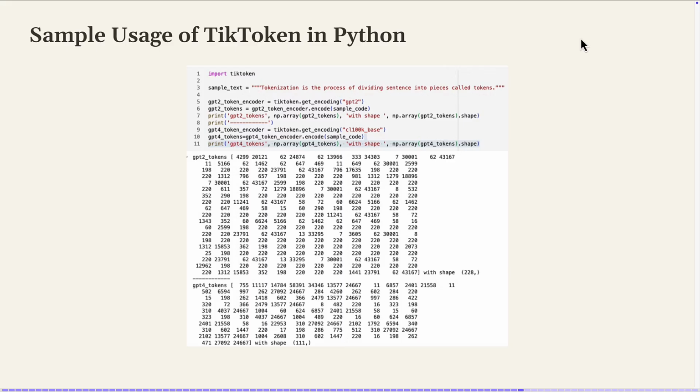We do the same thing to create a GPT-4 encoder, say with encoding cl100k_base, and this is going to give the following tokens. So the shape will be 111, about half. Okay, so this tokenization is more efficient.